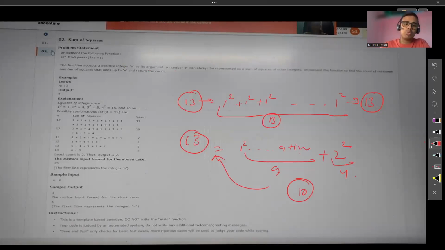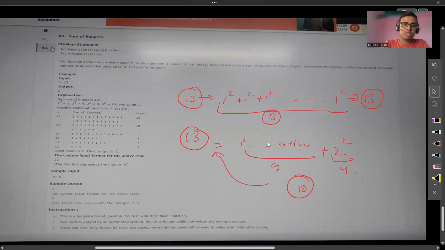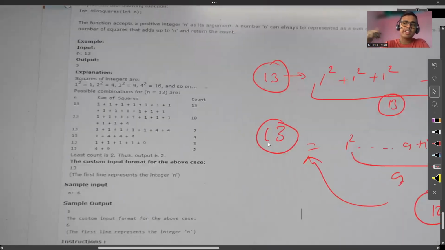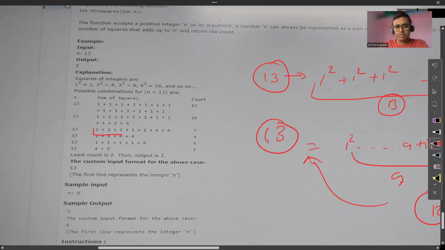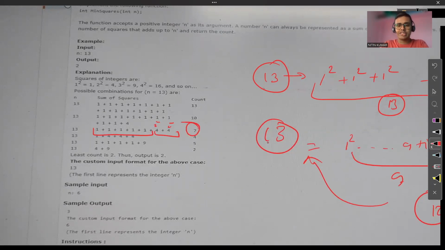Okay, now one more way. You can see every possible way is being written here to get 13 by adding the sum of squares. Another way is written. I can write one square 5 times, and then two square 2 times. It is basically two square and two square. So in 7 times I am getting my value as 13.